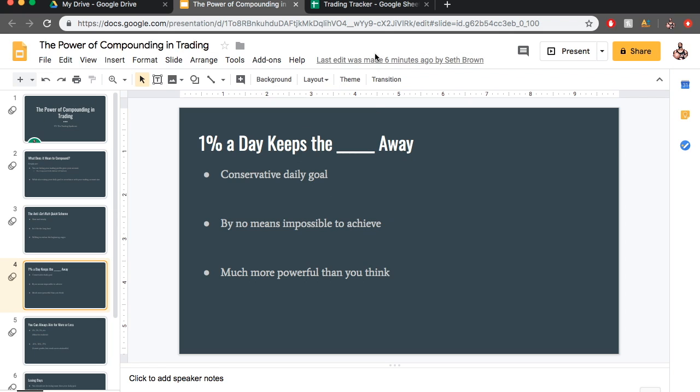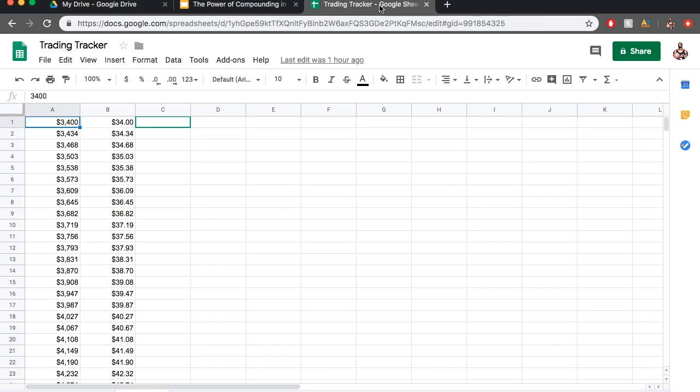Let me go ahead and show you a little spreadsheet. It's a simple spreadsheet, and it shows the power of compounding 1% profit of a $3,400 trading account, compounding the 1% a day and adding it back to your account, growing your daily goal in accordance with the size of your trading account. So starting off with a $3,400 account, if you're aiming for 1% a day, that means you're aiming for a $34 profit. Now take into account that this spreadsheet does not account for any losing days, but I will get into the losing part later on.